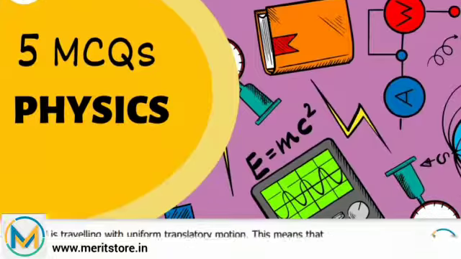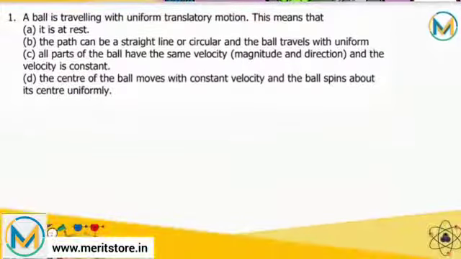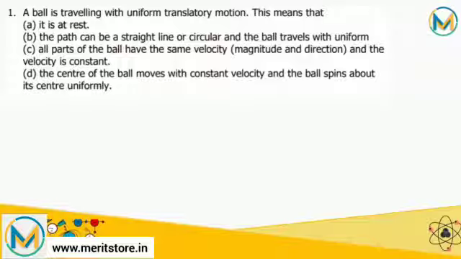First question. A ball is traveling with uniform translatory motion. This means that it is at rest. The path can be a straight line or circular and the ball travels with uniform. Then all parts of the ball have the same velocity and the velocity is constant. Or the center of ball moves with constant velocity and the ball spins about its center uniformly.